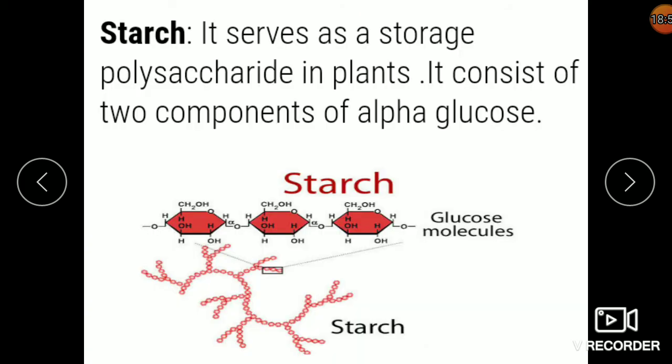Next we'll see what starch is. Now, starch serves as a storage polysaccharide in plants. We get the starch in plants. It consists of two components of alpha glucose. So starch on hydrolysis produces a large number of glucose molecules. That means you can say it is a polymer of glucose.